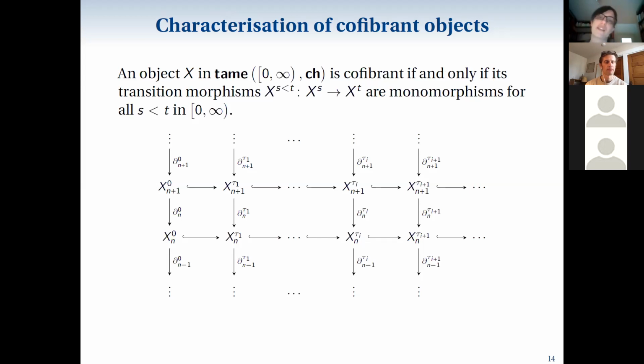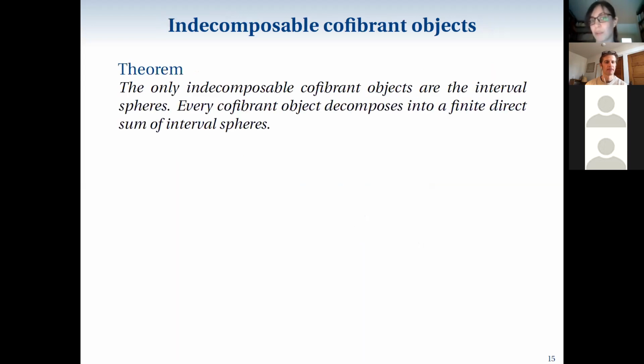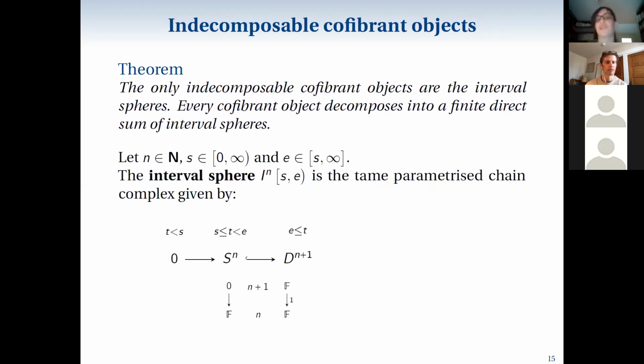Now, why are they so beautiful? That's because despite the fact that in general we cannot describe all the indecomposable objects, cofibrant objects are fully described, okay? So if you give me a cofibrant object, I can uniquely decompose it into interval spheres. So now I just have to tell you what an interval sphere is. And this is one of the last definitions, then we're going to have just examples, okay?